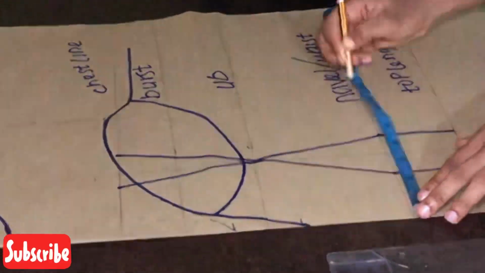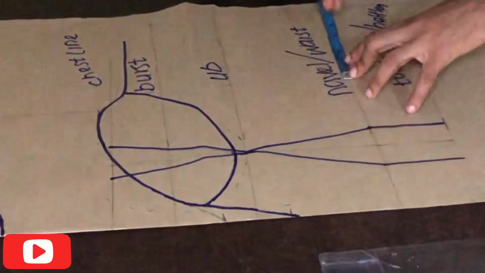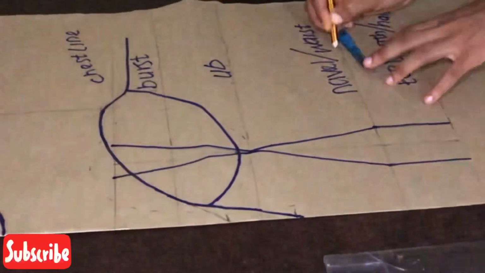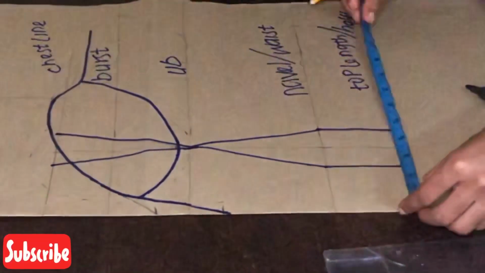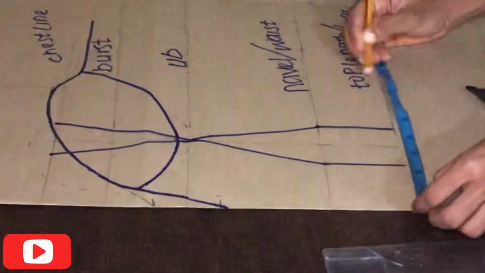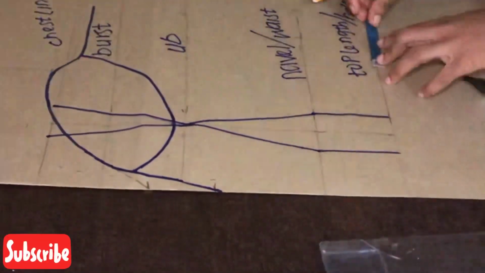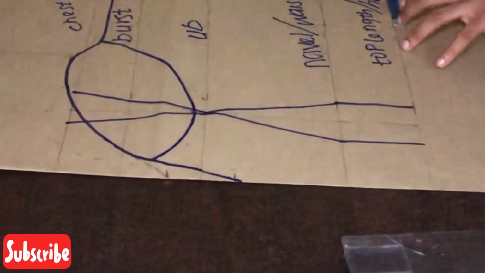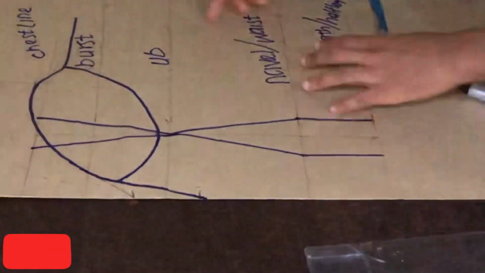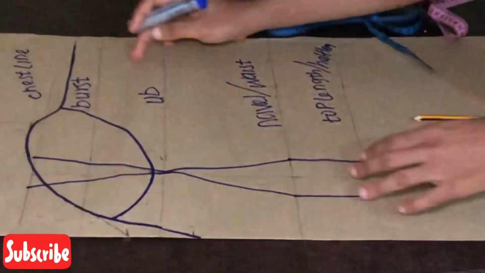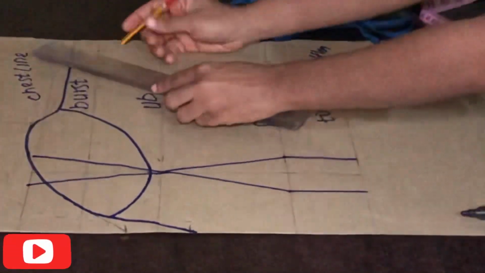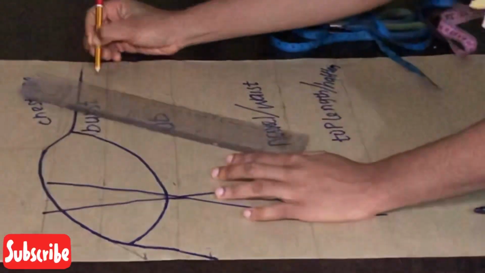So at my navel, I'm going to mark my navel circumference divided by 4, then add my 2 inches allowance plus the 2 inches dart intake. So at the top length or the half length, I'm going to do the same thing, then mark my dart intake plus the allowance. Then I'll go right back to the chest line, then connect whatever measurements or markings I have earlier together.